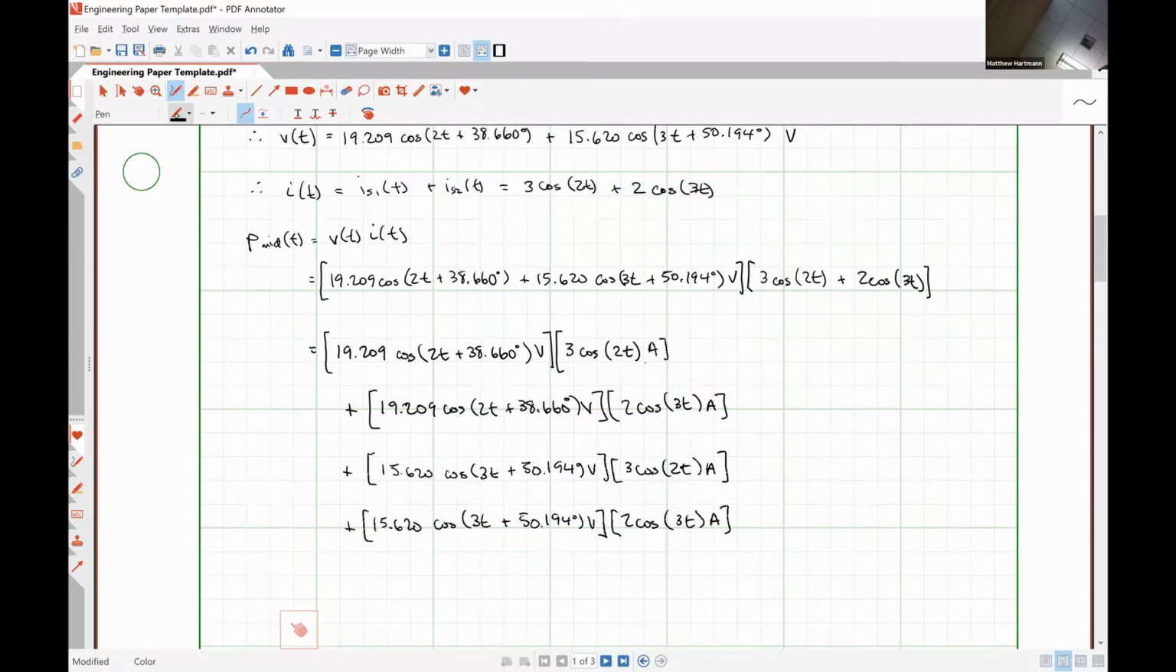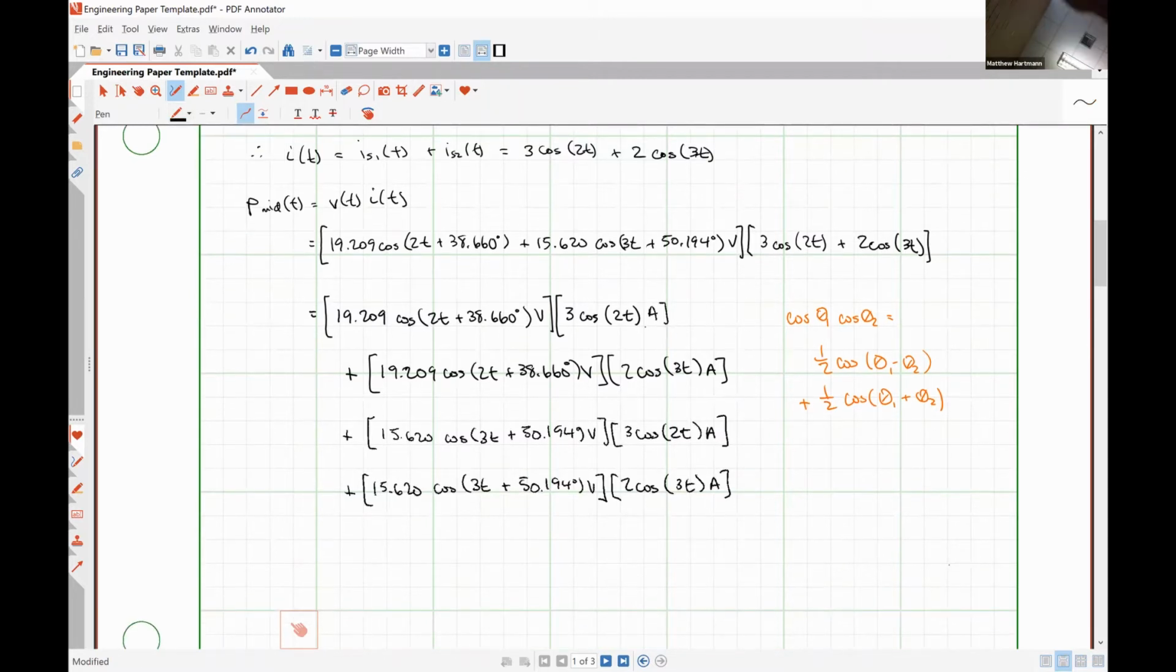What we're going to do is apply this trig identity that says cosine of theta 1 multiplied by cosine of theta 2 is equal to 1/2 cosine theta 1 minus theta 2 plus 1/2 cosine theta 1 plus theta 2. We're going to see some interesting things pop out of this, okay?